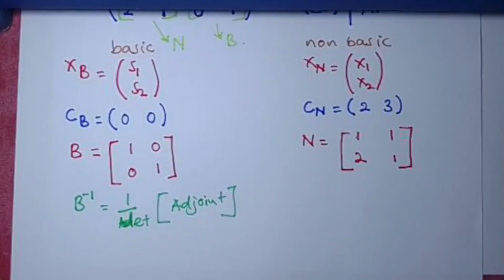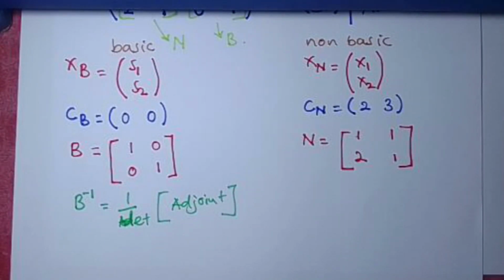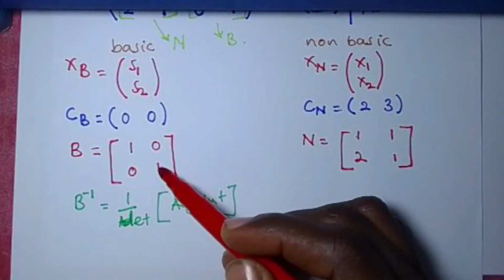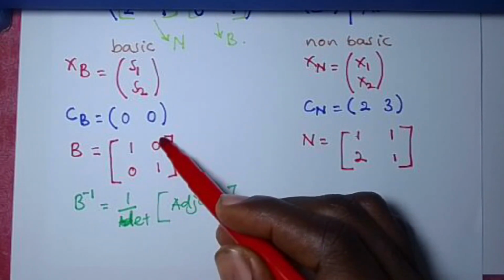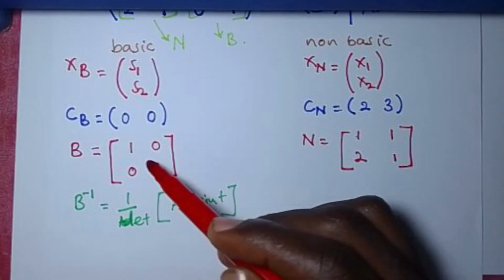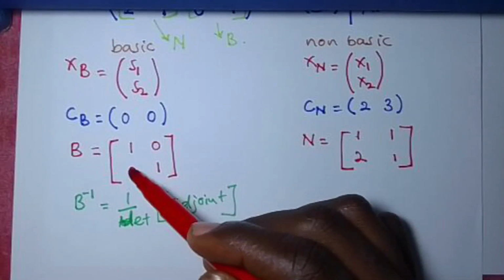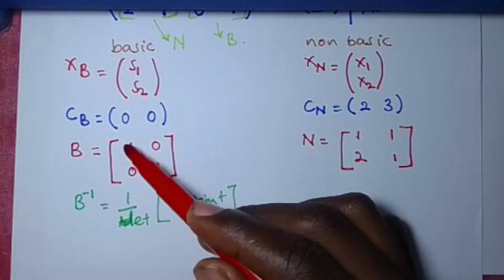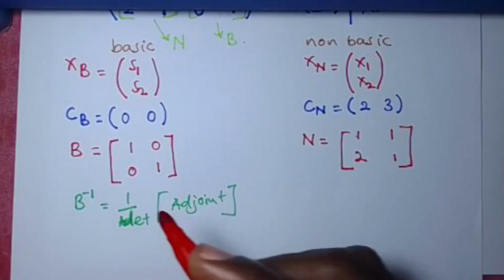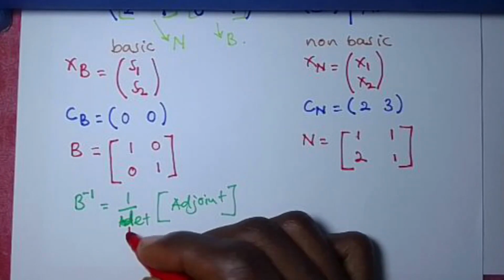Just simply like that. But the determinant of this set, remember the determinant is given by taking the product of the major diagonal minus the product of the minor diagonal. So we shall multiply this 1 times 1, which is a 1, minus 0 times 0, which gives us 1 minus 0, which is simply a 1. So this will be a 1.